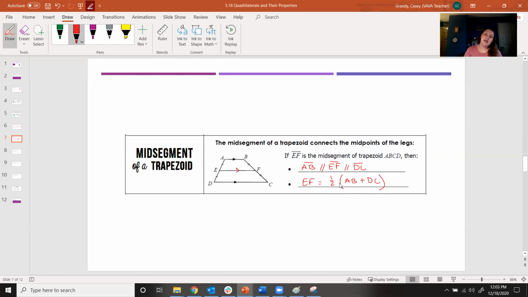If you don't like this 1/2, you don't like working with fractions or whatever, that's okay. Multiply both sides by 2. If I multiply EF by 2, I have 2EF. And if I multiply this side by 2, it cancels out the half. So if you want to avoid working with the fraction, you're welcome to use this equation instead, and you'll get the exact same answer.